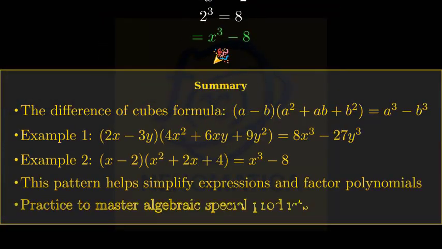Let's summarize what we've learned in this lesson. We've seen how to use the difference of cubes formula, which states that (a - b)(a² + ab + b²) = a³ - b³. We applied this formula to solve 2 examples. First, (2x - 3y)(4x² + 6xy + 9y²), which gave us 8x³ - 27y³. Second, (x - 2)(x² + 2x + 4), which gave us x³ - 8. This pattern is very useful in algebra for simplifying expressions and factoring polynomials. Practice applying this formula to become more comfortable with algebraic special products.